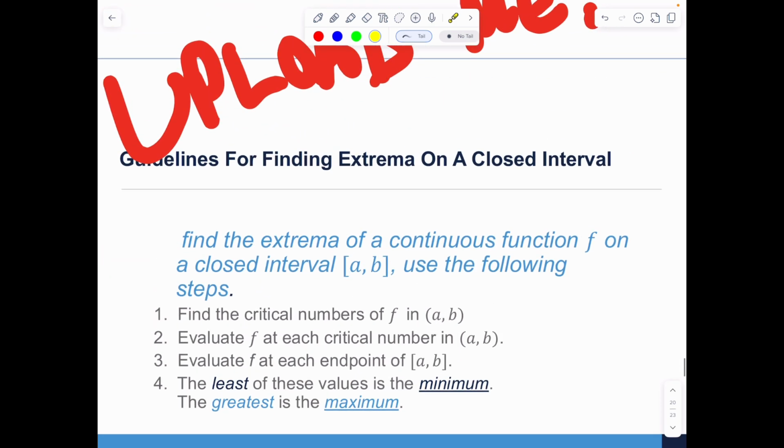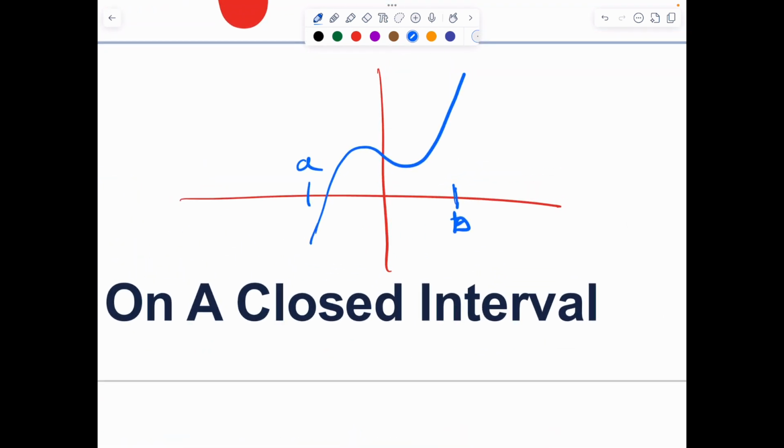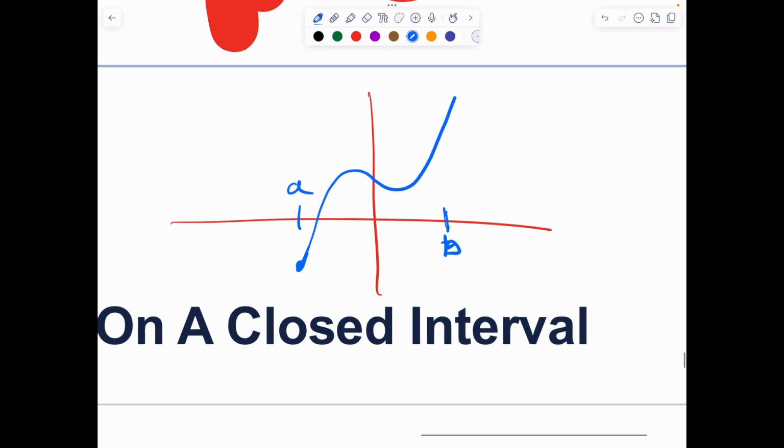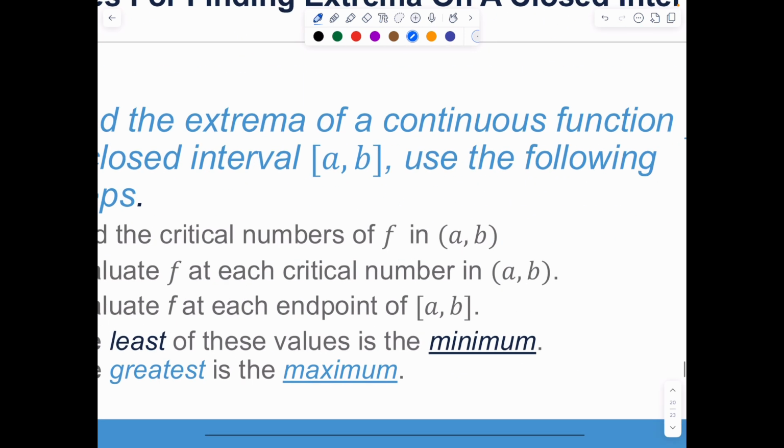The reason that you have to worry about the endpoints as well is because when you're dealing with a function on a closed interval, you might have a situation like this. And let's just say that maybe A is right here and B is right here. In this case, the absolute minimum happens to be at the endpoint, even though that endpoint isn't technically a critical number, and the absolute maximum for this interval. So there is a relative maximum and a relative minimum at those 2 points, but the absolute max and min is there.